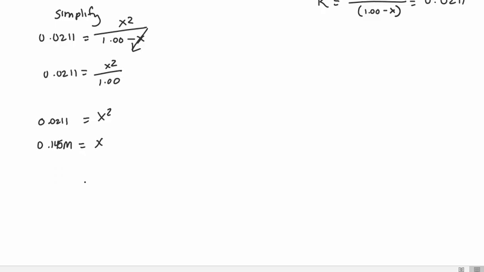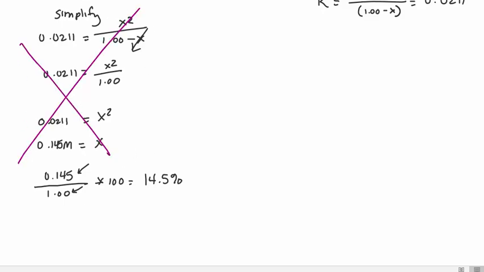Now we have the rule of 5%. I take my x value and divide it by my initial concentration, and then multiply it by 100 in order to get a percent value. This works out to 14.5%. Because the x value I calculated is more than 5% of my initial concentration, I cannot simplify. I must use the quadratic equation.